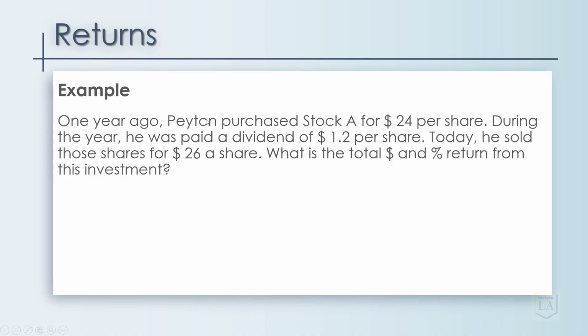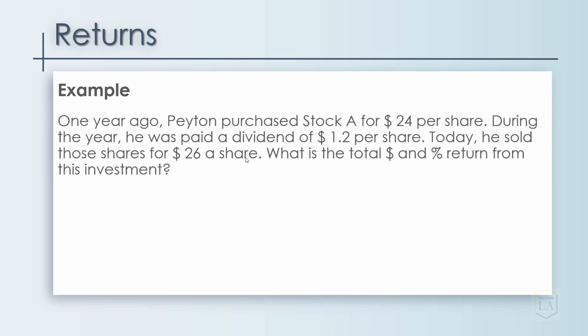So let's say 1 year ago, Peyton purchased stock A for $24 per share. Okay, so that was the purchase price. And during that year, he obtained a dividend of $1.2 per share. And today, he sold those shares for $26 a share. So what is the total dollar amount of return and also the percentage return?